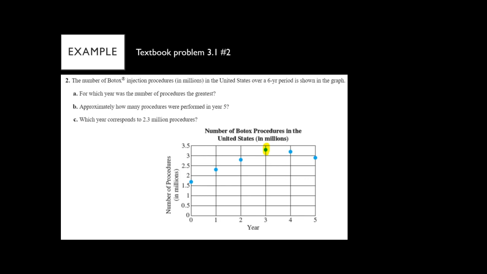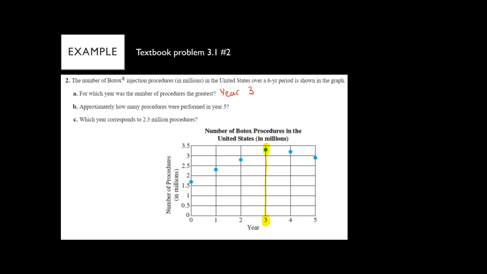And so that's the highest, and so we want to read the year off of that. And so you just work your way down, and that gives us year 3. So we don't know the actual year or anything, like they haven't given us any of that information. We only know what we can read off of the table, and it says year 3. So year 3 has the number of procedures being the greatest.